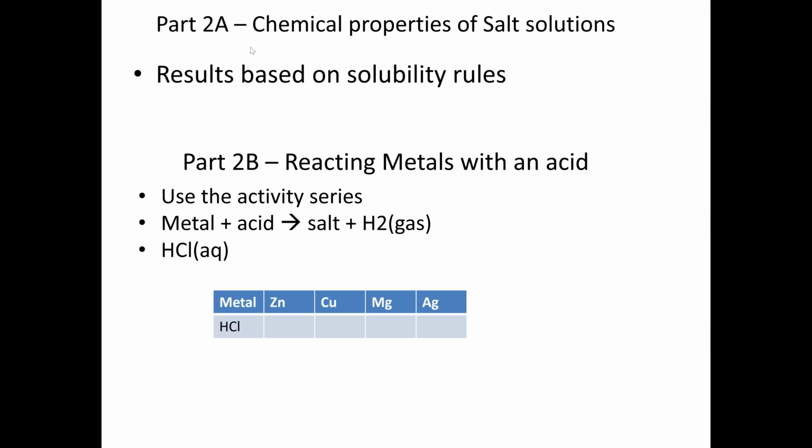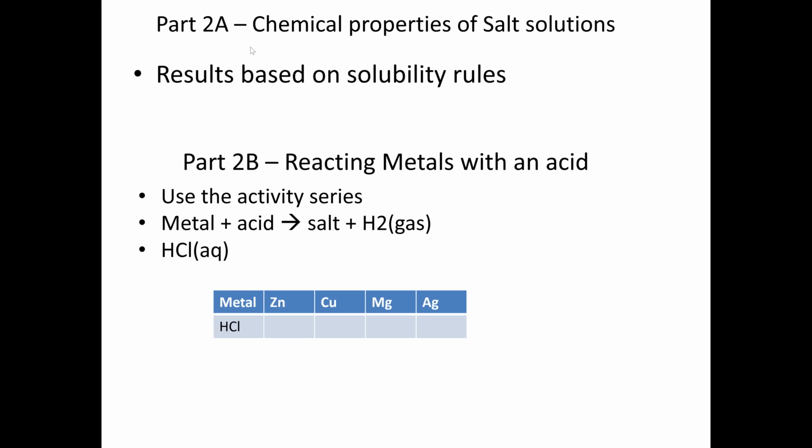So with part 2A, we're looking at the chemical properties of different salt solutions. You're going to have different salt solutions, mix them together, and observe what happens. For the ones where you do see a sign that a chemical reaction has occurred, you may want to use the solubility rules to help analyze your results. Make sure you watch the Prelab video for experiment 1, where I go into more detail on how to analyze the results from the experiment. So that's 2A. We're looking at the chemical properties of salt solutions.